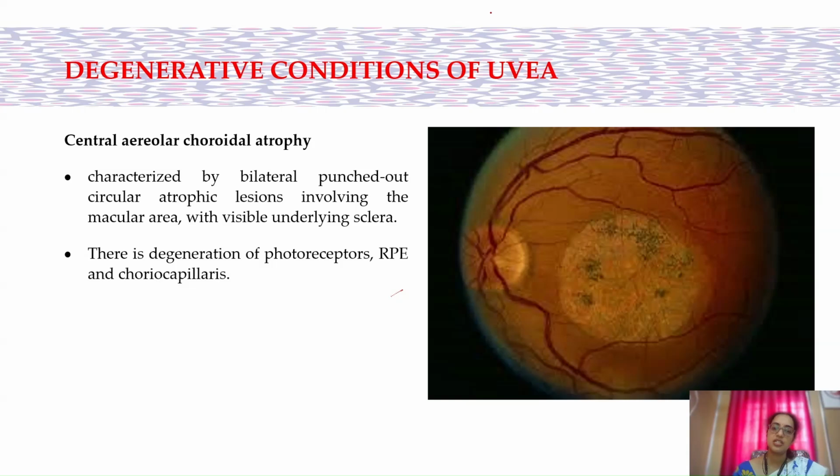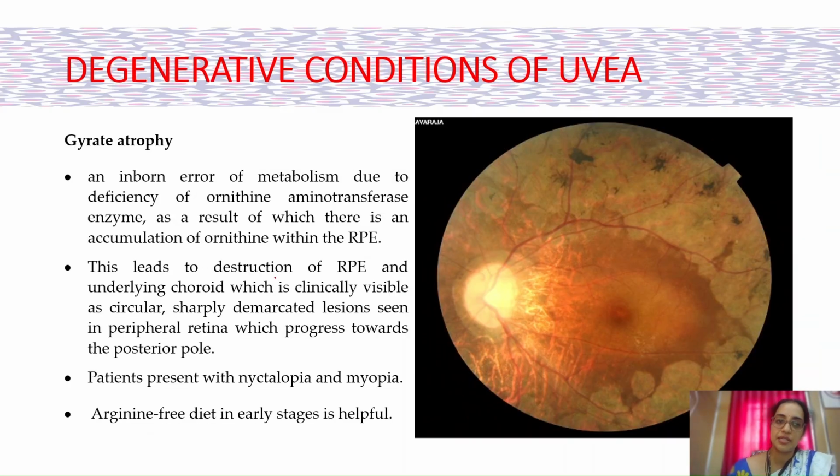So coming to degenerative conditions of the uvea, you have central areolar choroidal atrophy, which is characterized by bilateral punched out circular atrophic lesions, usually in the macula. Usually, the underlying sclera becomes visible. This happens due to degeneration of photoreceptors, RPE, and the choriocapillaris.